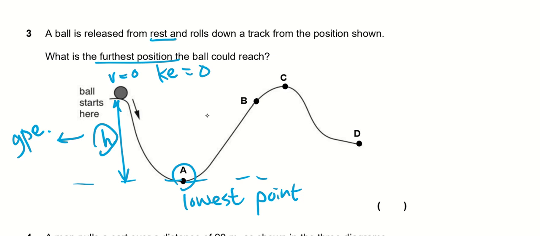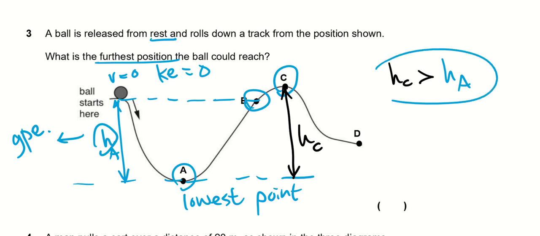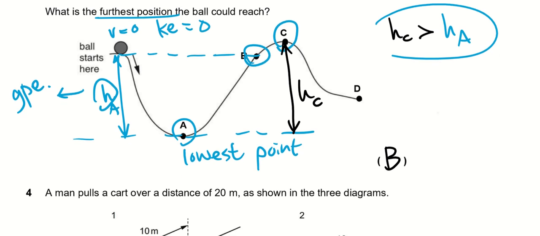So where's the furthest position the ball could reach? Let's say that it is a frictionless slope. The maximum height that it can reach is B. It will not be able to go over to C, because C's vertical height is greater than the vertical height of A. If it's greater, there will be no way that it can go higher than that. So the answer is B.